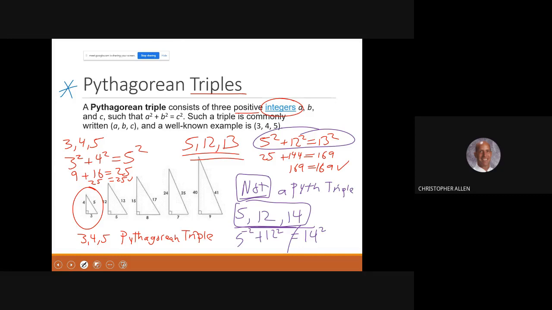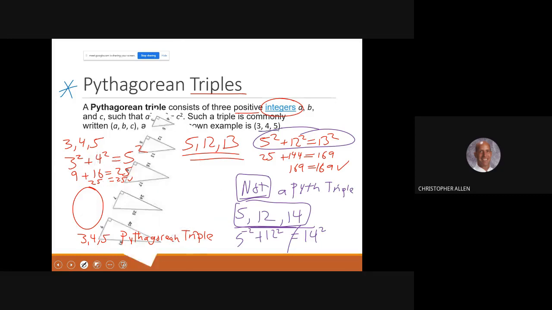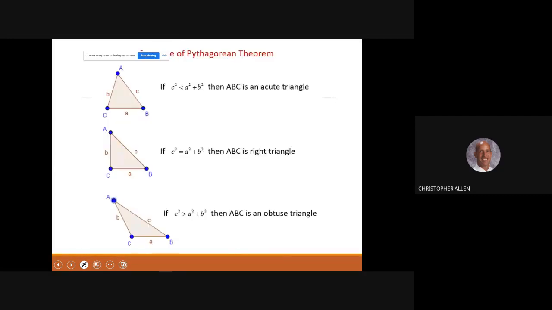So I'm just going to mention that, and when you get it on your homework, don't get too confused. Just remember that a Pythagorean triple is 3 integers that satisfy the Pythagorean theorem. 3, 4, 5 is the most common one. Okay. All right, so here we go.